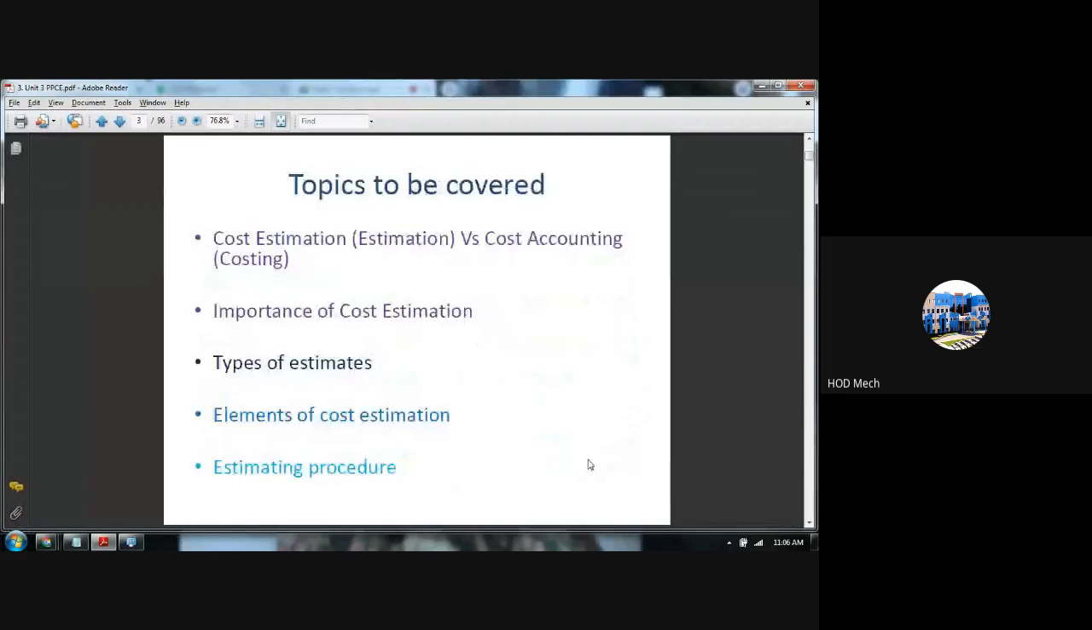Now getting into this, what are the topics we are going to cover? We are going to cover cost estimation versus cost accounting. How it is being done.